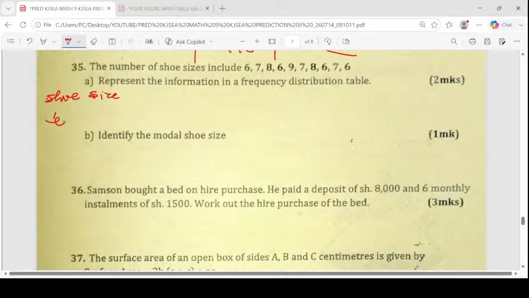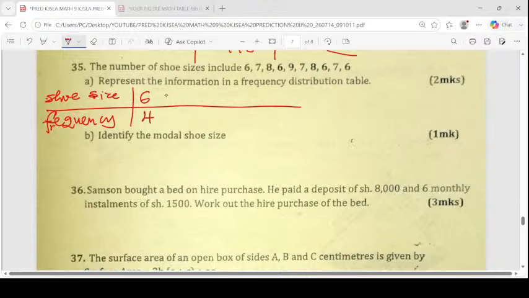And let me have frequency. We have shoe size number 6. How many times? What is the frequency? 1, 2, 3, 4. The frequency for 6 is 4.